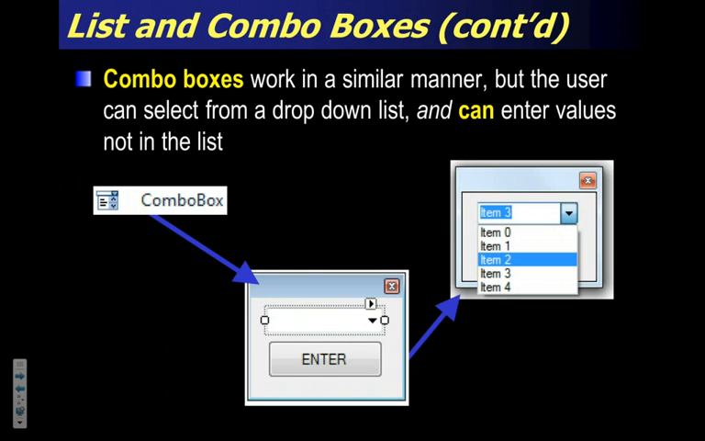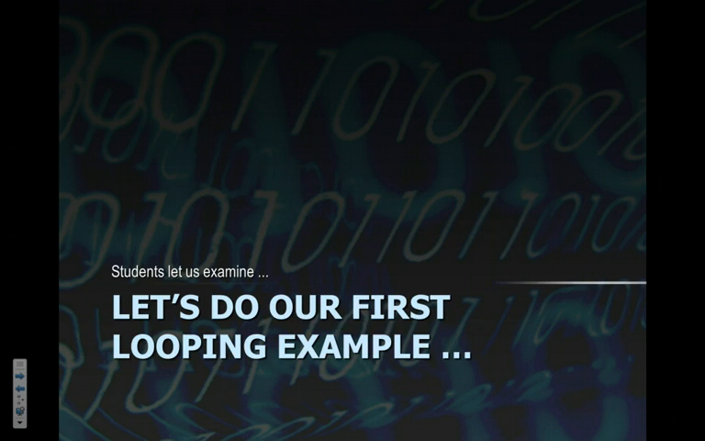Identical to the list box is the combo box. The only difference is it looks different because it saves space by hiding the list in a little drop-down. But it works exactly the same as the list box. Okay, let's do an example.